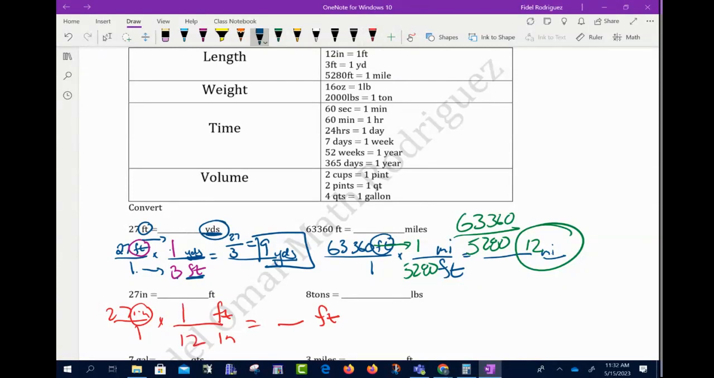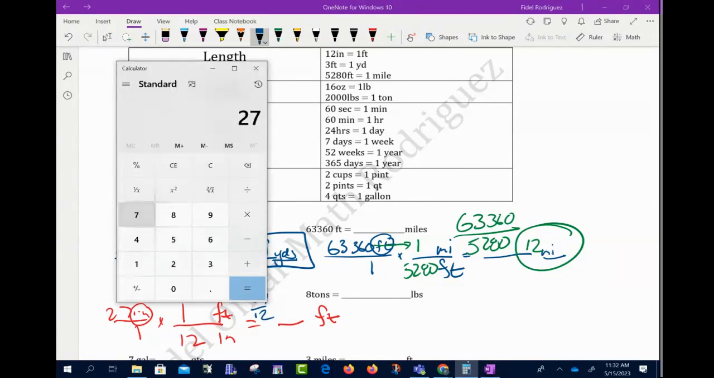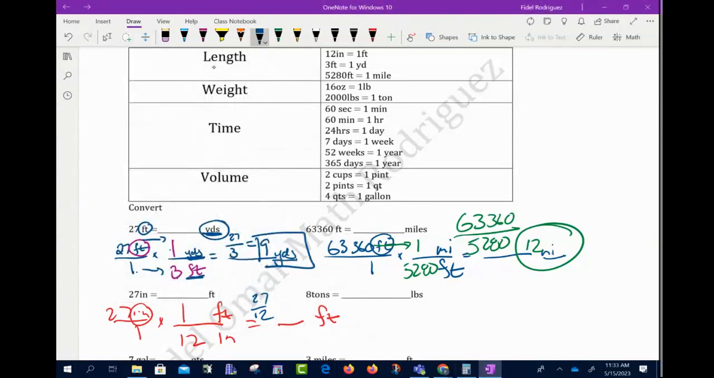So I'm going to multiply straight across, y'all. That's 27 over 12. If I take my calculator, 27 divided by 12 is 2.25. There's my answer.